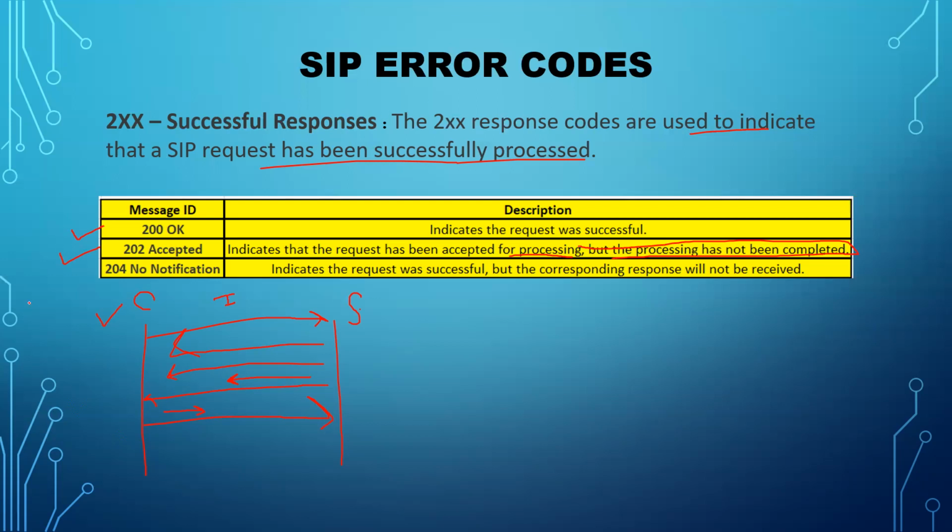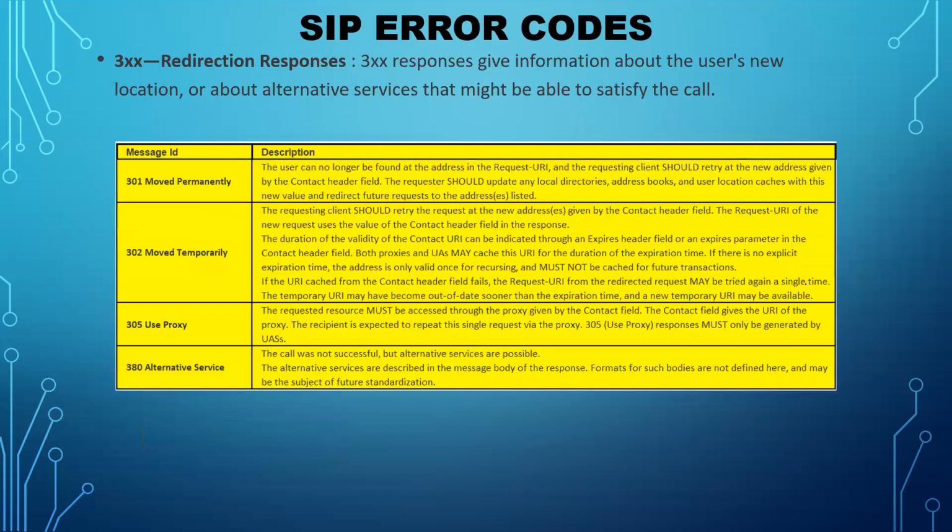Then we have this 204 no notification. This indicates the request was successful, but the corresponding response will not be received, right? Your server will send a 204 no notification if it is not getting anything from the client. This will indicate the request was successful, but the response is not yet received. That's why it will send a 204 no notification.